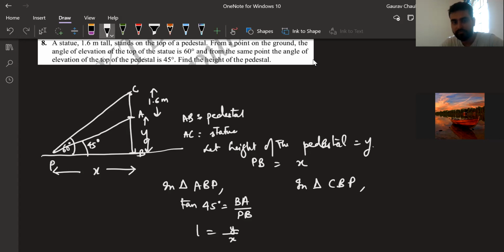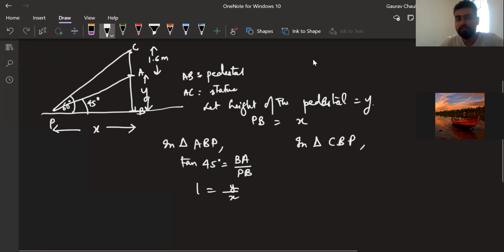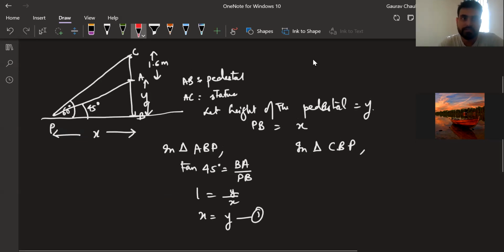Y by X. Okay. So you end up getting X is equal to Y. That's your first equation. Can you tell me, triangle CBP, what are you going to choose? Triangle CBP, what are you going to choose here?